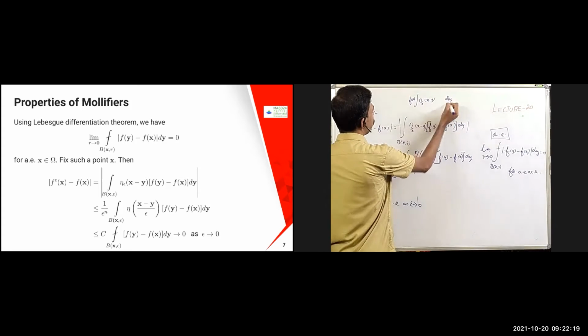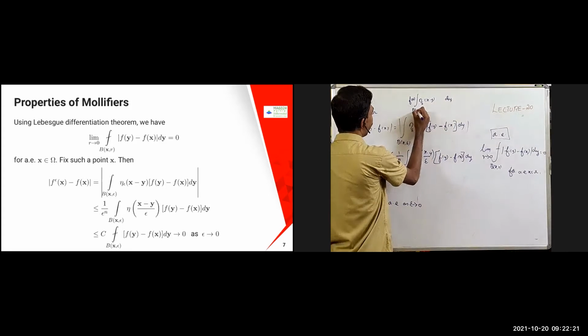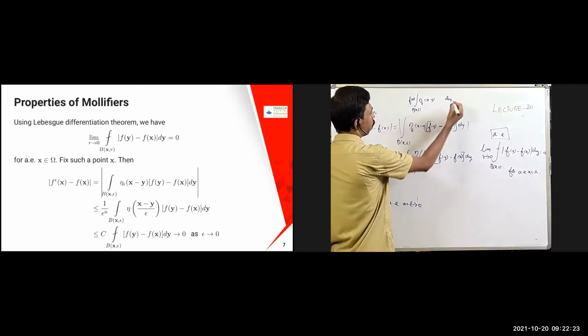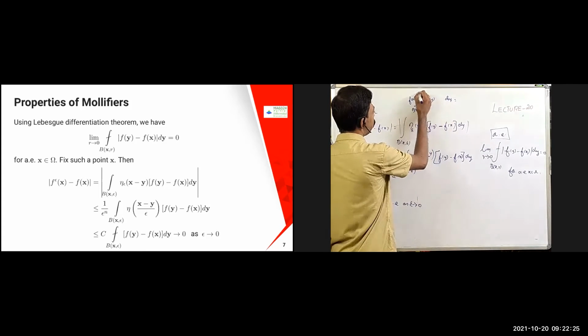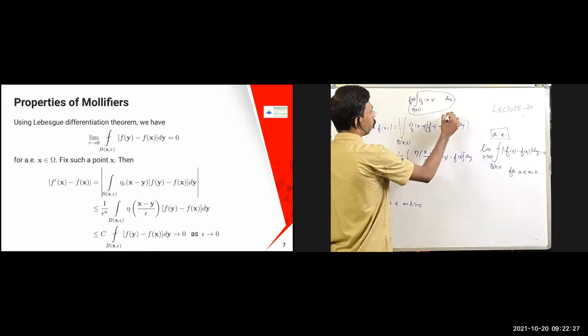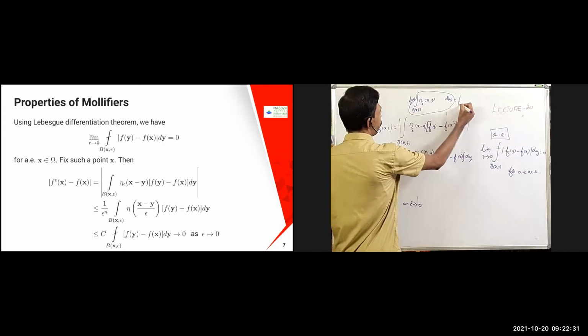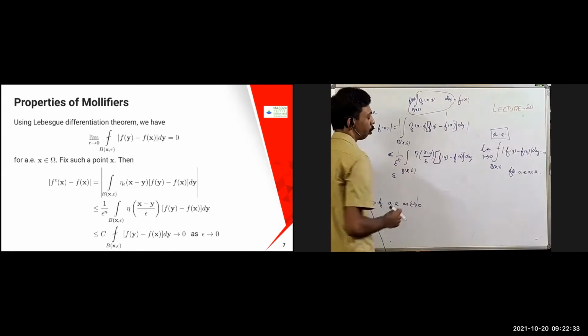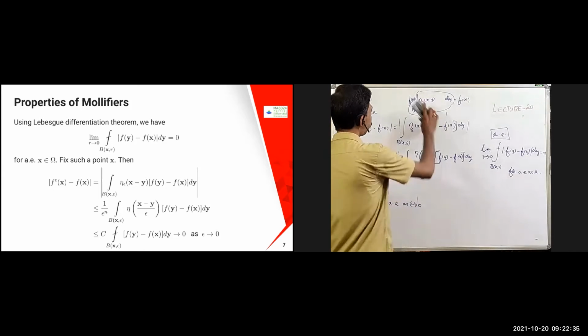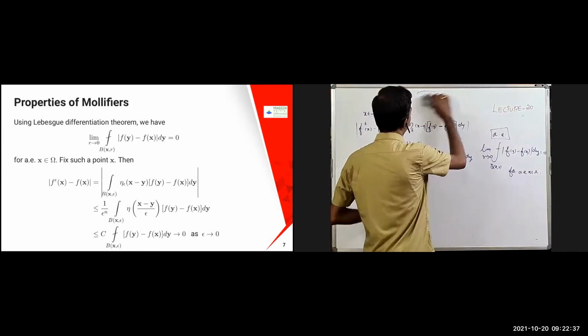Now, what is this portion, the integral of eta epsilon of x minus y? This is going to be 1, right? That's the property of the modifier. Therefore, this is going to be simply f of x. That's why I have used it here. Okay, fine.